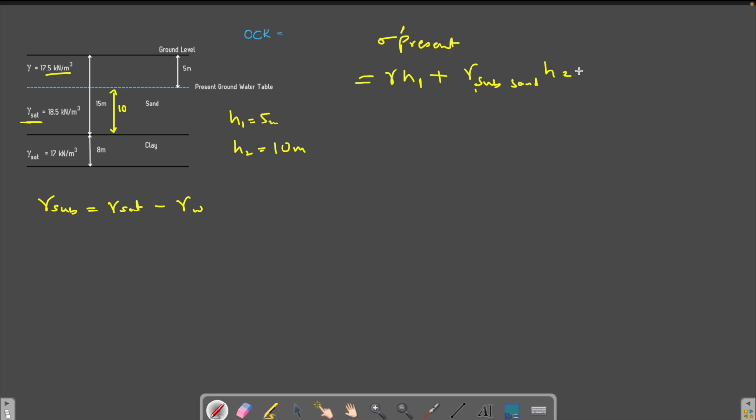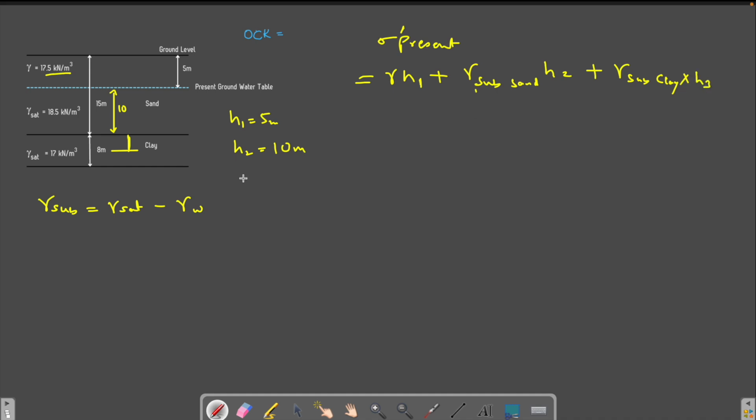These two will put a stress on the clay layer. Plus, what else will put a stress on the clay layer? The clay layer itself, right? The clay layer from here to here will put a stress on the mid section of the clay. Whether we take the saturated or submerged unit weight, we are going to take the submerged unit weight of the clay. It is saturated unit weight minus gamma W. So we will be taking submerged unit weight of clay into H3.